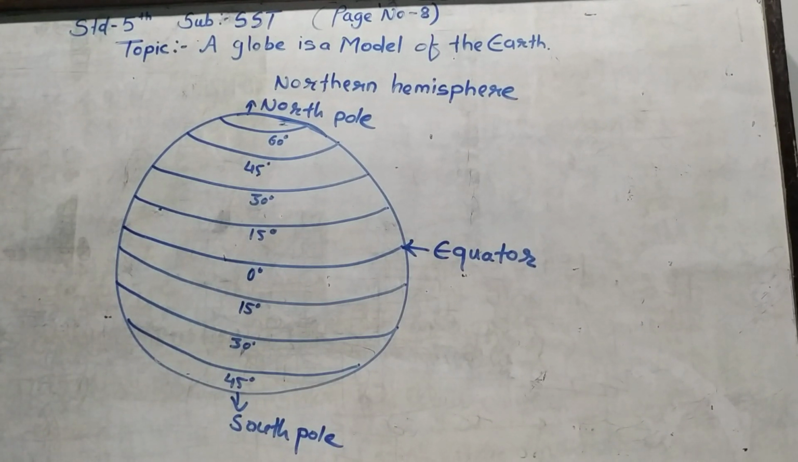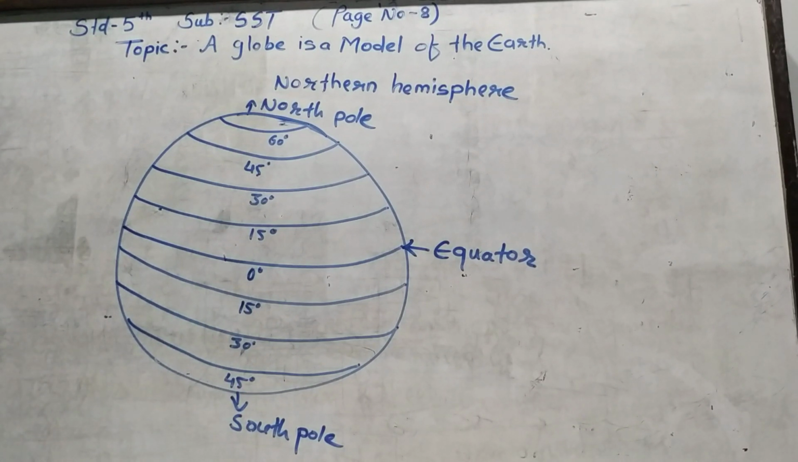As we see on the globe, the earth is divided into two equal parts called hemispheres by the line called the equator. The upper hemisphere is called the northern hemisphere and the lower hemisphere is called the southern hemisphere. And because of that, the earth is divided into two equal parts, right?